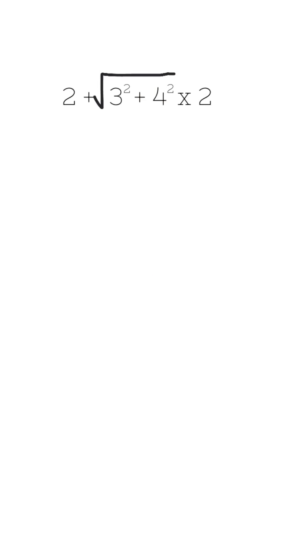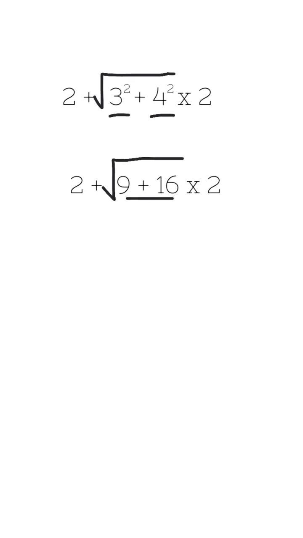For the last example, I have 2 plus the square root of 3 squared plus 4 squared, times 2. Remember the radical symbol, I have to treat everything underneath it as if it was a grouping. So I'm going to work with 3 squared first and 4 squared. 3 squared is 9 and 4 squared is 16. Now I have 2 plus the square root of 9 plus 16, times 2. I still have to take care of what's underneath my radical symbol, so that's going to be 9 plus 16, which is 25.